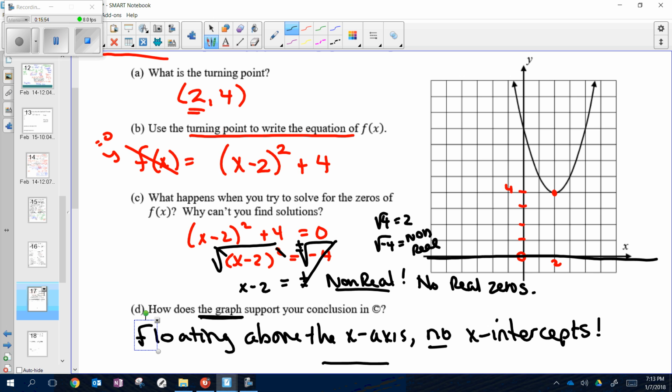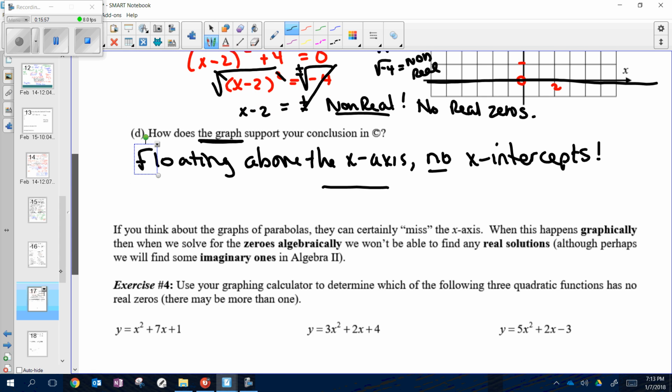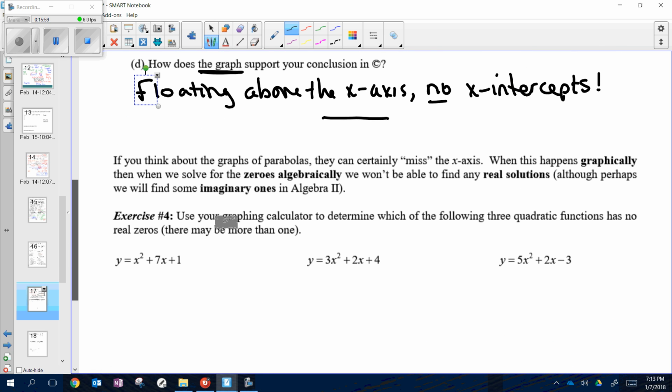So basically just say there's no solution, because we're only looking for real solutions. If you think about the graphs of parabolas, they can certainly miss the x-axis. This happens graphically when you solve for the zeros algebraically. You won't be able to find real solutions, just like we just saw. The imaginary, non-real zeros you'll learn about in Algebra 2. For now, you just have to say they're non-real.